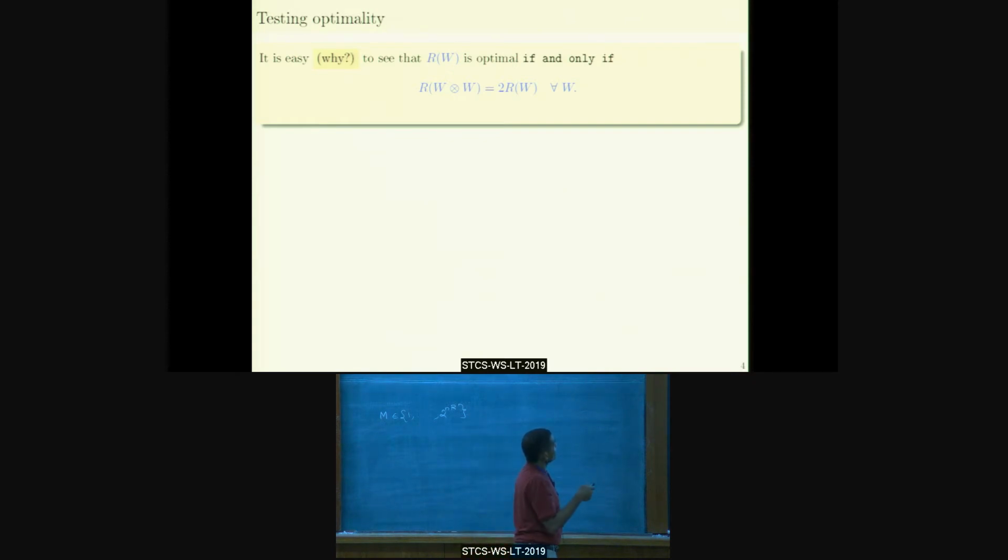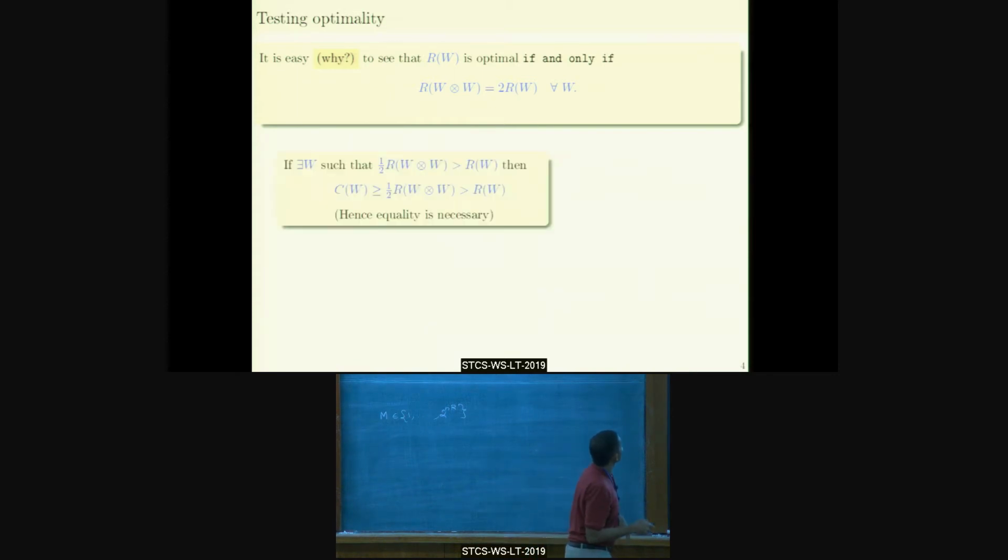It's easy to see, we'll see why, that the random coding rate is optimal if and only if, when I apply the random coding rate to the channel W tensor W, that means I take 2 independent copies of the channel, the rate must double. If this is true for every W, then I claim that R of W is optimal. It's an equivalent characterization. Why is this?